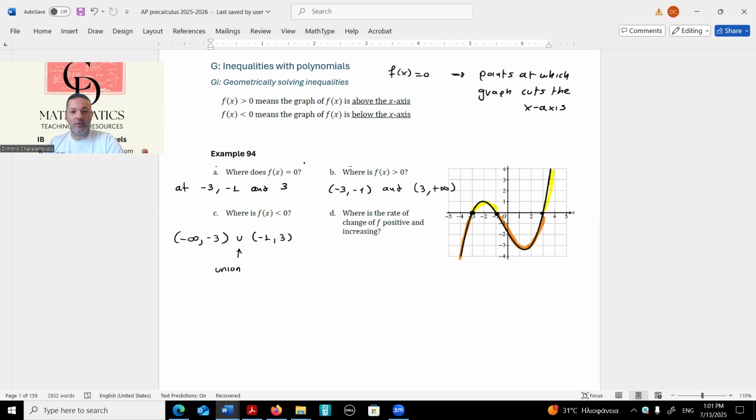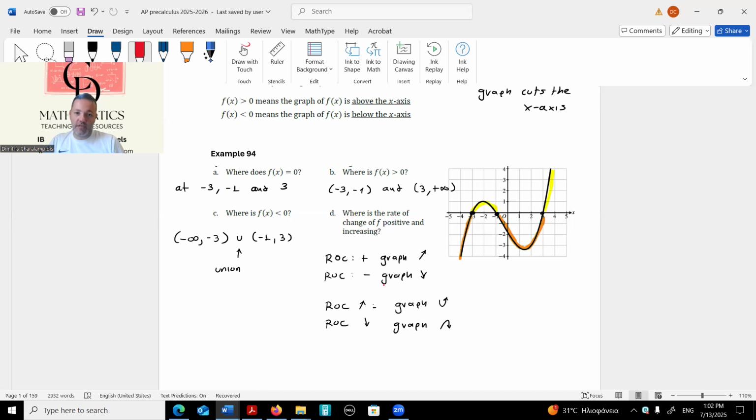Finally, in D, there is a question that combines what we are now learning with some previous knowledge. Where is the rate of change positive and increasing? Remember that a rate of change positive means that the graph itself is increasing. A rate of change negative means that the graph is decreasing. A rate of change increasing means that the graph is concave up, and rate of change decreasing means that the graph is concave down.